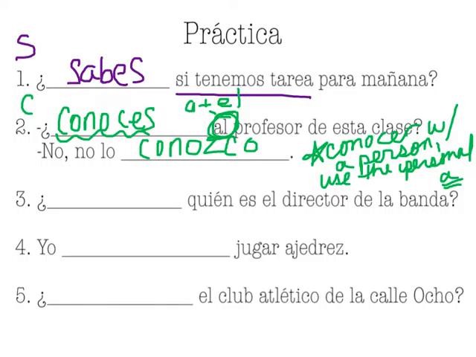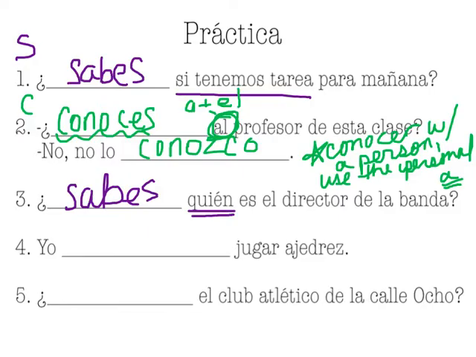Número 3. Blank, ¿quién es el director de la banda? Do you know who is the director of the band? Now this who, ¿quién, is your big hint here. And that's what makes it a fact or information. You're giving them a name. You're not saying you know this person. So we'll say, do you know? ¿Sabes quién es el director de la banda?